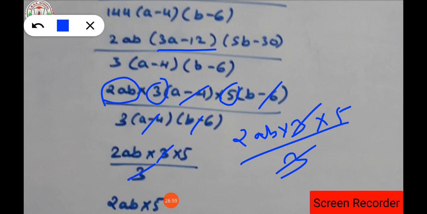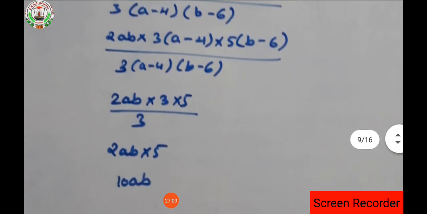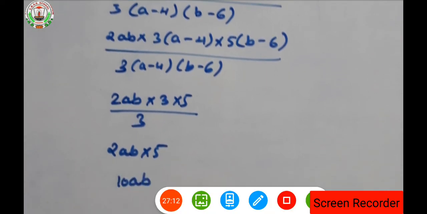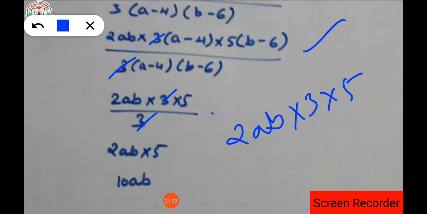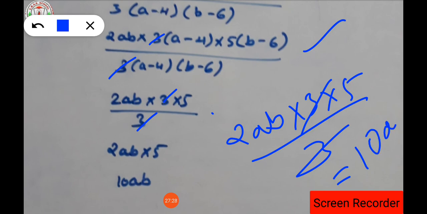So 3 will get cancelled from the numerator and denominator. Yes, of course 3 will come. Sorry, I said that 3 will not come. 3 will come, but it will get cancelled from the numerator and denominator. So the answer is 2 into 5 is 10ab, which is the correct answer. Of course 3 will come because it is present in the answer. This 3 and this 3 will get cancelled. Either you can cancel here or in the next step. It is the same. So 2ab into 3 into 5 upon 3 is left out. So 3 will get cancelled. So the required answer is 10ab.